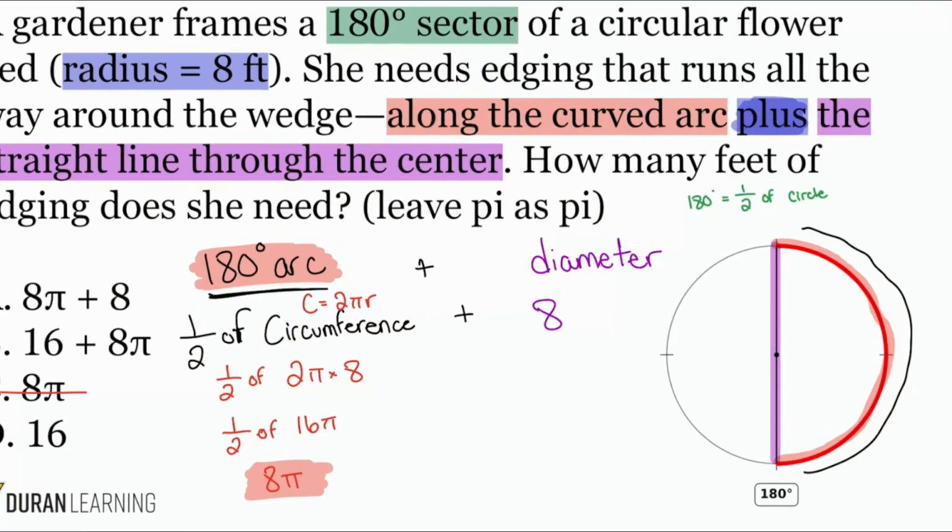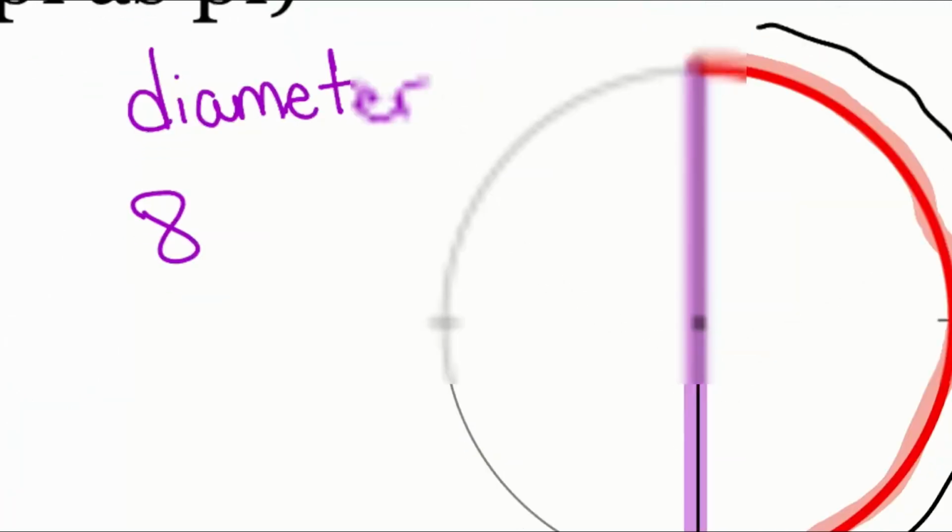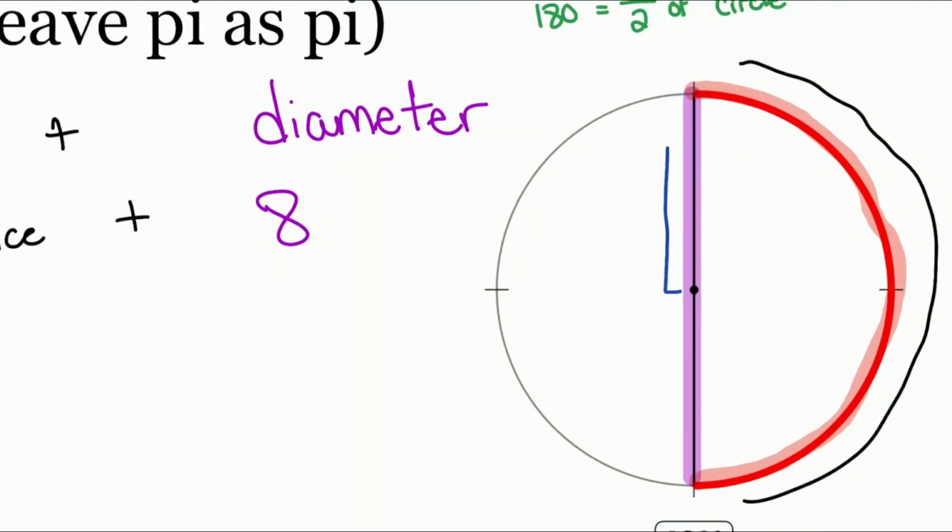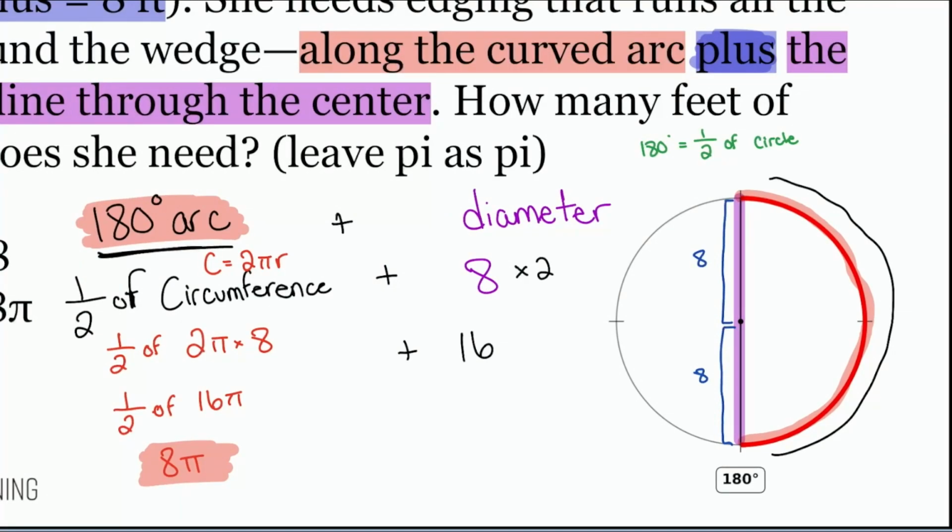The radius is right over here, going to be the halfway point. The halfway point is 8, and the other halfway point, that's 8. That's going to give you the diameter if you do the whole thing. The diameter is going to be the 8 times 2. That is where that's going to come from, everybody. 8 times 2 is going to give us the diameter, and that's going to be 16. So our complete final answer is going to be 8 pi plus 16.